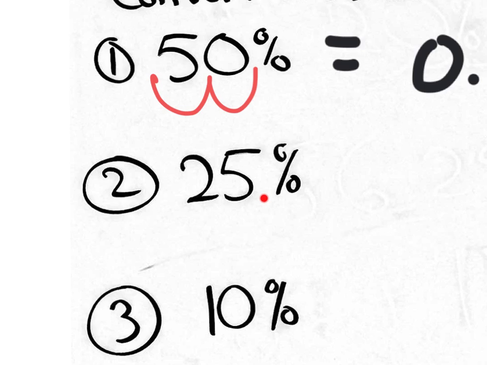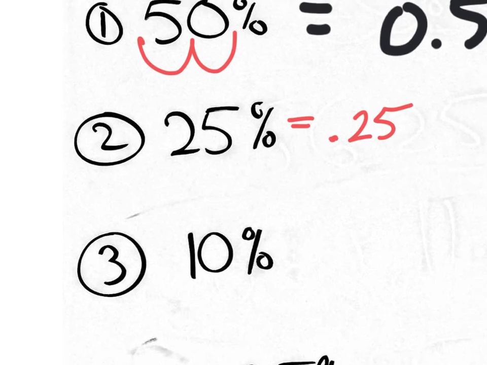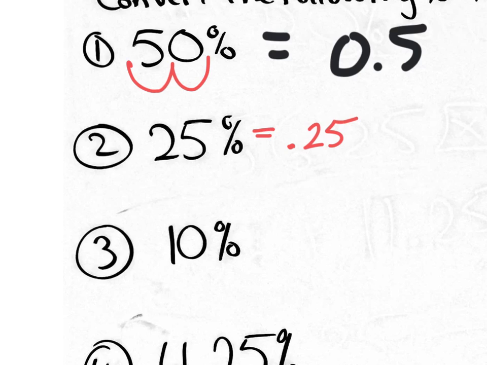Okay, so how about 25%, which kind of has an invisible decimal over here. What do I do to it? Move it. So what's my answer? 0.25. Okay. How about 10%? That's 0.1. Sure. You could have put 0.25 up here if you wanted to. But the bottom line is, it's kind of like if you had a decimal and moved it over 2 spaces.